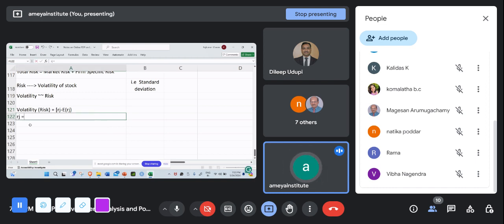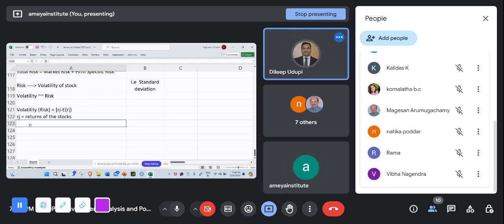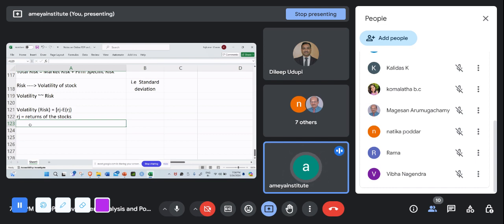Rj is nothing but returns of the stock. Actual returns of the stock. Okay. What is the next one? E, open the bracket, Rj, what is this? It is the expected return of the stock.